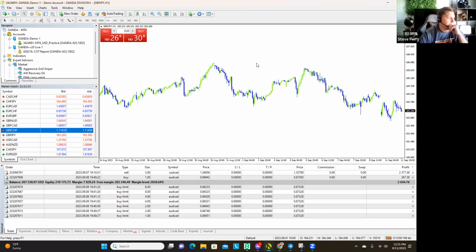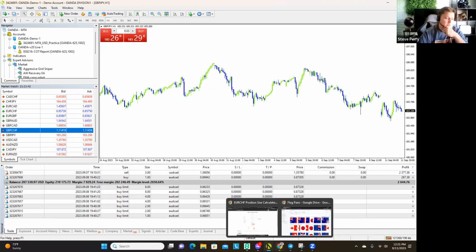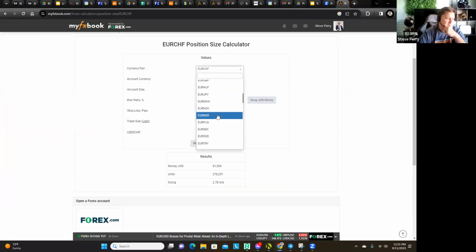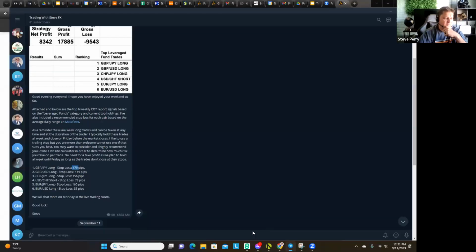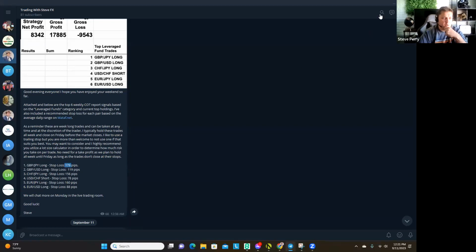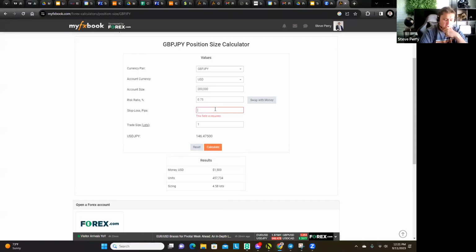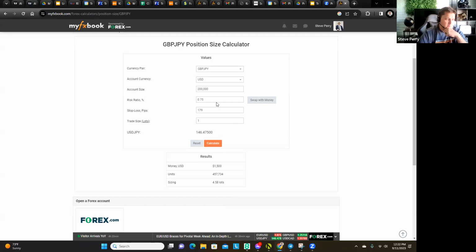So this is a 200K account. It's actually got a little more in it, but let's just say it's 200K. We're going to treat it as if it's just 200 grand. So we come over here, let's search the pound yen, and let's go through that process. Again, what was the recommended stop loss for the entire week? 179 pips. So we put in 179, and we keep the risk ratio at 0.75. We click calculate. That's a 1.23 contract.